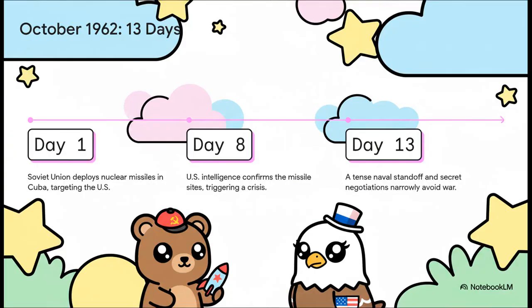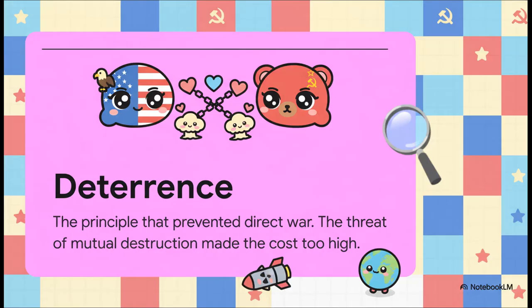For 13 nail-biting days, the whole world was glued to the news. You had Soviet nuclear missiles in Cuba pointed right at the U.S. You had an American naval blockade stopping their ships. I mean, how much closer could you possibly get to a full-blown nuclear war? This was the brink. So why didn't anyone push the button?